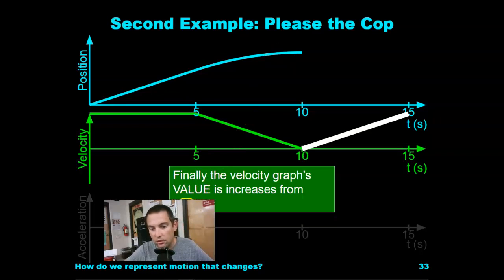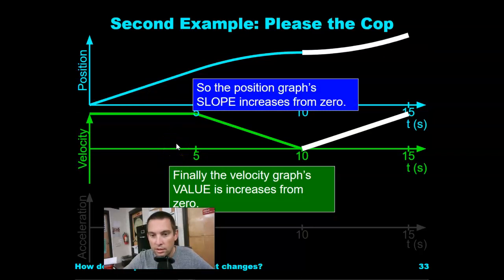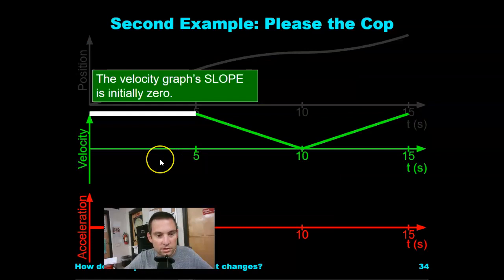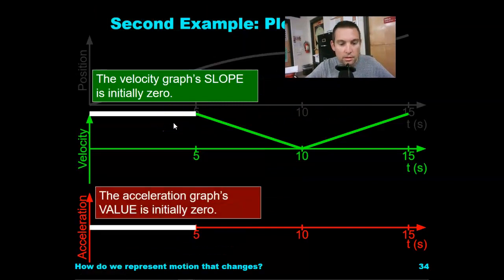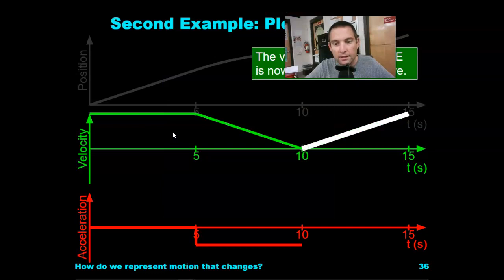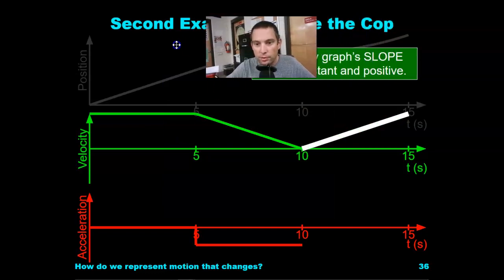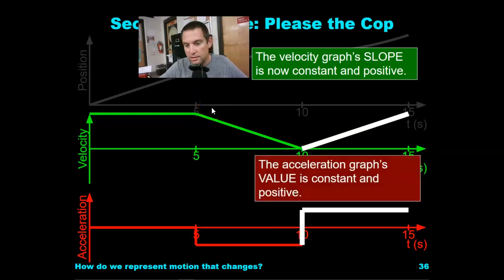Finally, velocity graph's value is increasing from 0. So the position graph's slope increases from 0. Velocity graph's slope is initially at 0. Guess where the acceleration is going to be? 0. Velocity graph's slope is now constant and negative. Guess what our acceleration will be? Constant and negative. Velocity graph's slope is now constant and positive. Guess what our acceleration will be? Constant and positive.